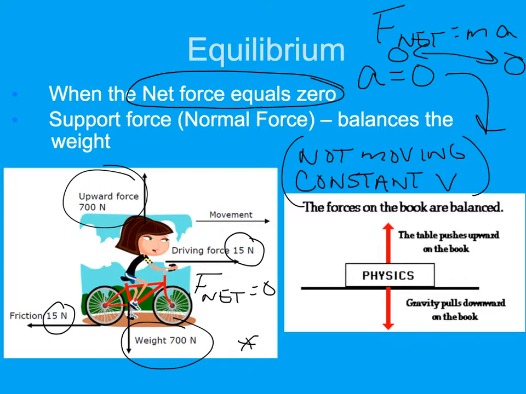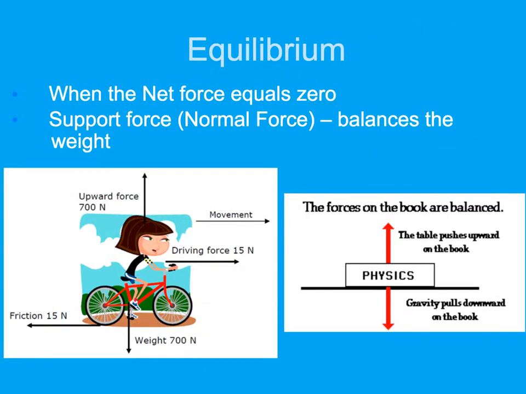If we take a look at a physics book on a table over here, the book pushes down with its weight, and the table pushes up with something we like to call support force or normal force. That support force or normal force is just what balances the weight of an object. So since the physics book has weight pushing down, the table pushes up with the same amount. And we call that again the normal force or support force.